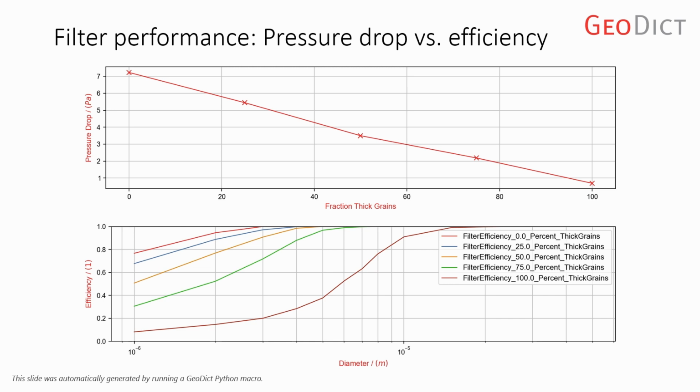As one would expect, the fewer particles are filtered, the more the pressure drop decreases. More interesting, down below, we can see the filter efficiency curve depending on the diameter of the particles.